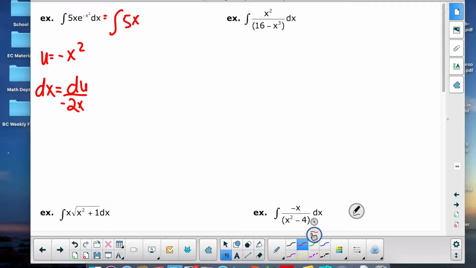So that 5x is still there. I now have e to the u. Like an emu.